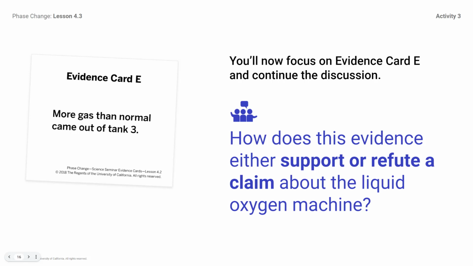You'll now focus on evidence card E and continue the discussion. How does this evidence either support or refute a claim about the liquid oxygen machine? Evidence card E says more gas than normal came out of tank 3. Consider what could cause more gas than normal to come out of tank 3. For example, if the temperature of tank 3 were higher than usual, more gas would come out of it.